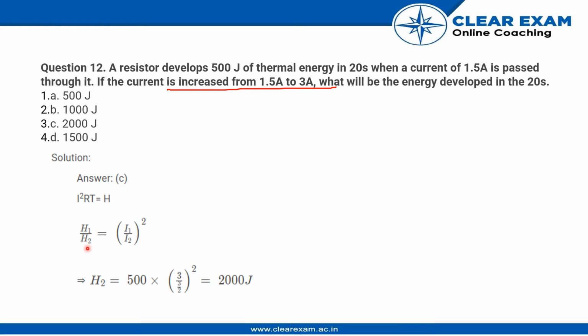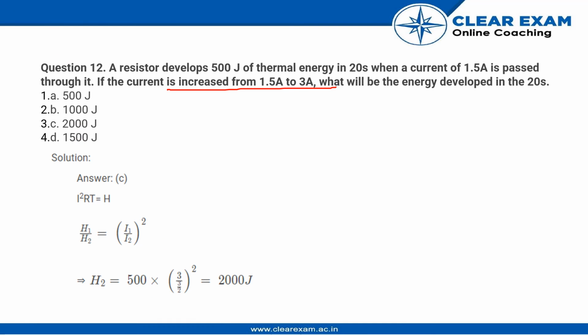So H1 by H2, if we take the ratio, it will only be the ratio of the squares of the current, because R and T are the same. I1 by I2 is 1.5 upon 3, H1 is 500, so it becomes 3 upon 3 by 2 the whole square into 500. So total value becomes 2000 joules.